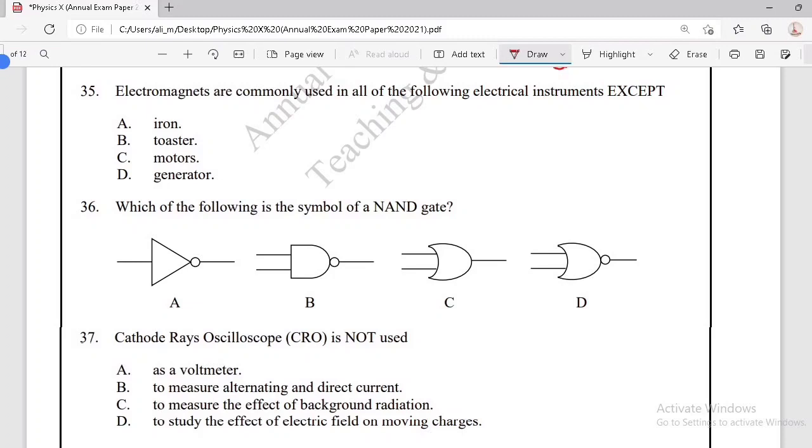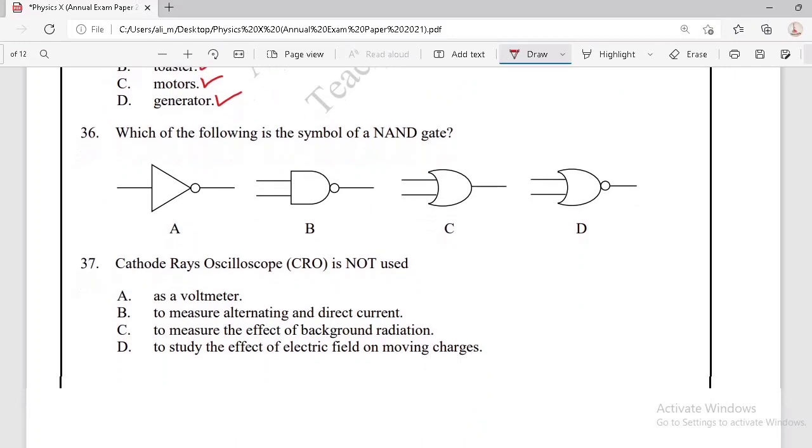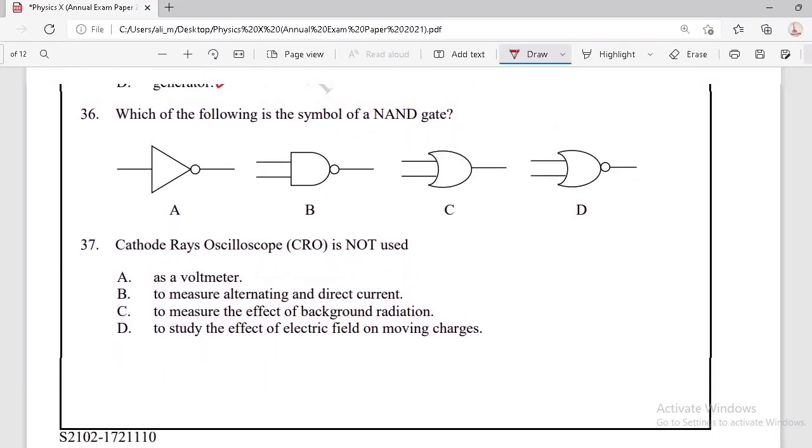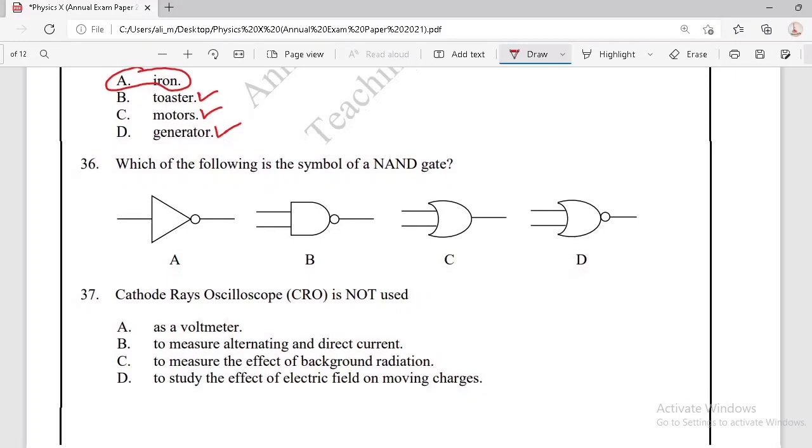Electromagnets are commonly used in all of the following electrical instruments except for one. So generators are devices in which electromagnets are used. Motors, DC motors, are ones in which electromagnets are used, and a toaster... So the correct answer for 35 is option A, in which in an electric iron there is a bimetallic strip that works on the principle of thermal expansion. So option A is the right answer for this question.